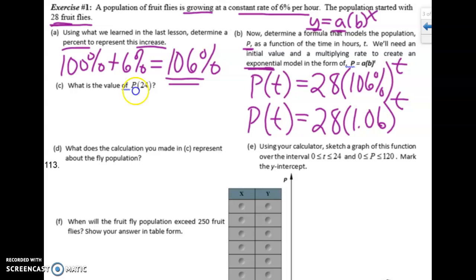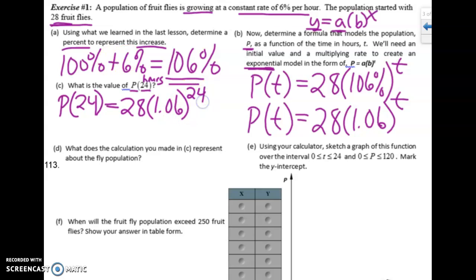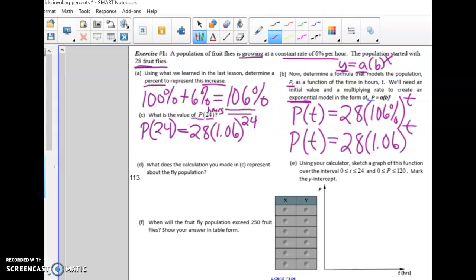Try to evaluate P(24). Now, what does that tell the reader? We want to know the population after 24 hours. Okay, 24 hours. So we go P parenthesis 24, which means we write the same 28 parenthesis 1.06, but now we put 24 in for t, the amount of time that we're trying to evaluate. If you'd like to, you can go through the process of figuring that out. It might take you a couple hours.